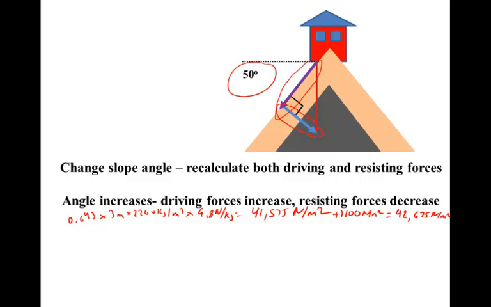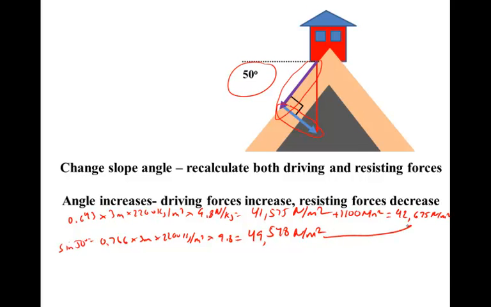What about the driving force? Driving force is given by the sine of the slope angle. Sine of 50 degrees is equal to 0.766 times 3 meters of slope times 2,200 kilograms per cubic meter times G. Our new driving forces are 49,548 newtons per square meter.